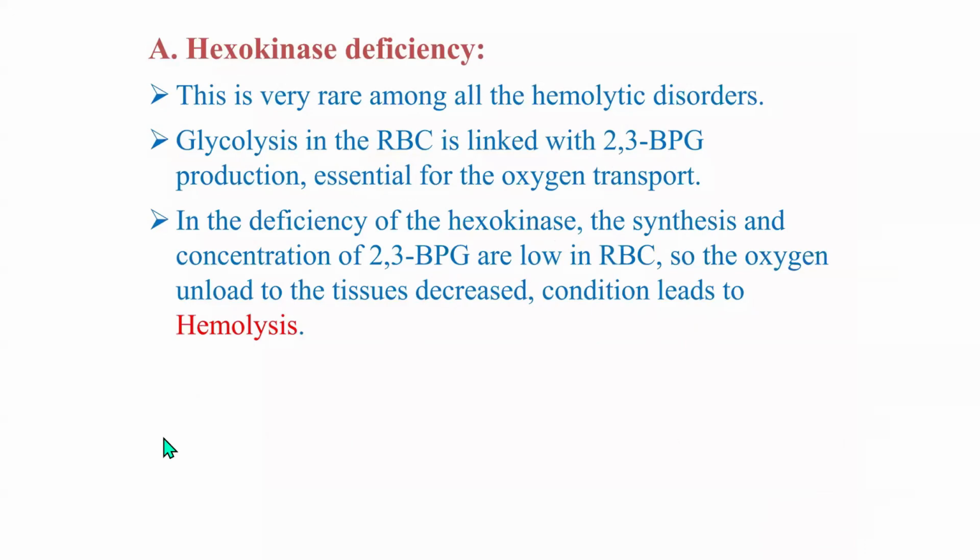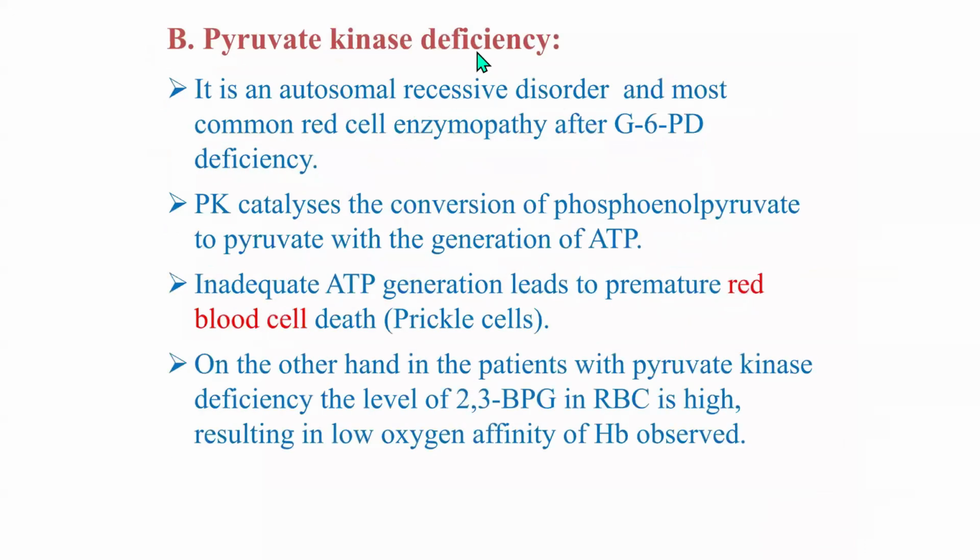Okay, so the next thing is pyruvate kinase deficiency. It is an autosomal recessive disorder, and the most common red blood cell enzymopathy after glucose 6-phosphate dehydrogenase deficiency. Pyruvate kinase catalyzes the conversion of phosphoenolpyruvate to pyruvate with the generation of ATP. So this enzyme is involved in substrate level phosphorylation.